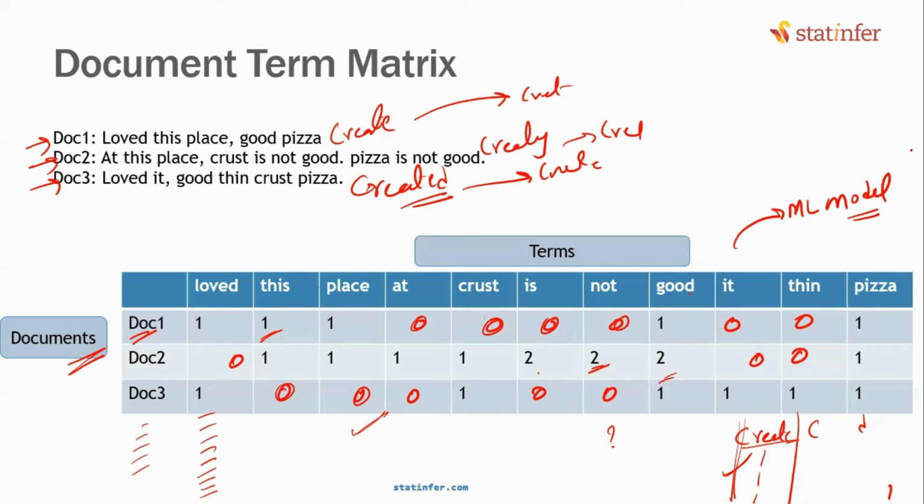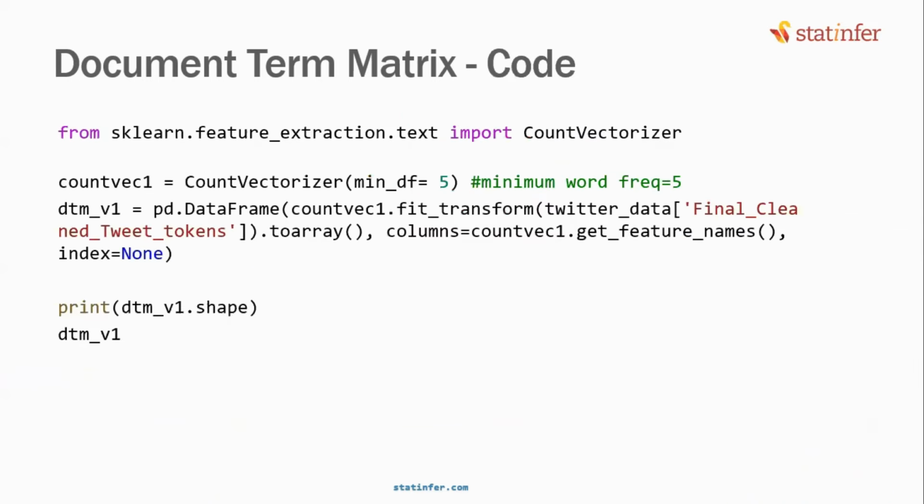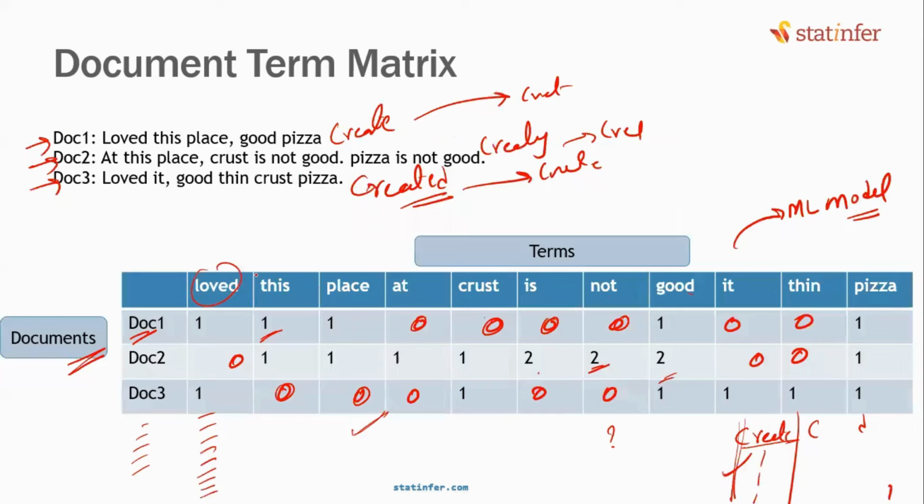Okay. So what is the code for creating this document term matrix? There is a direct function called CountVectorizer. What it does is it will take every word in our corpus and find out how many times it is appearing in each document. It will prepare this matrix.